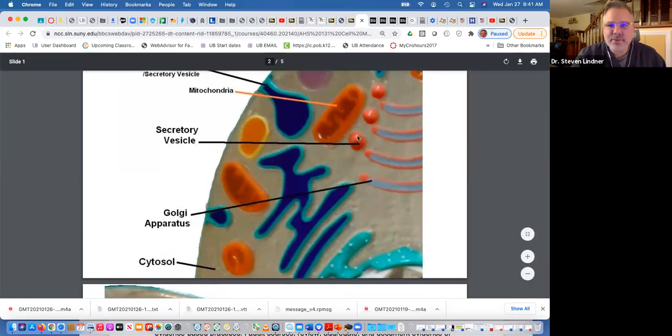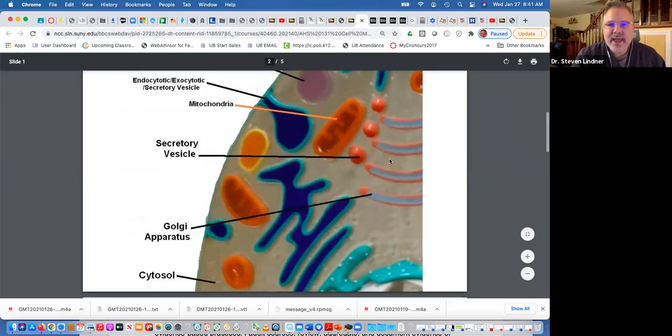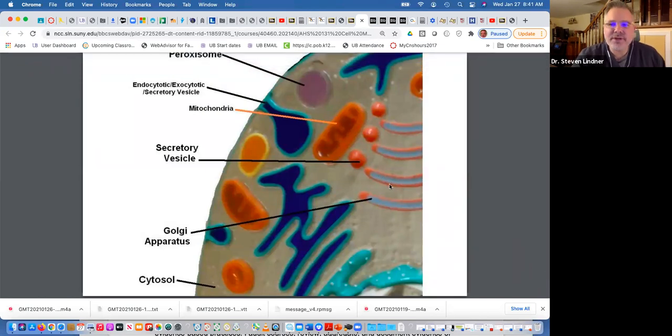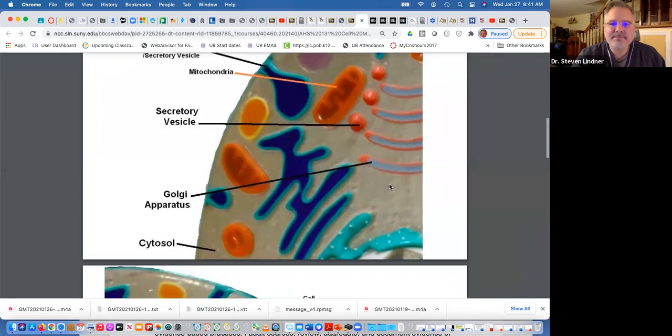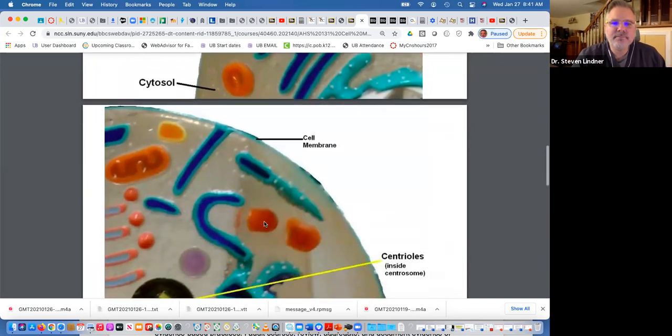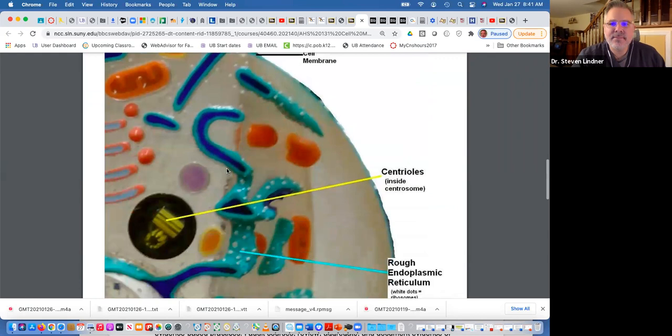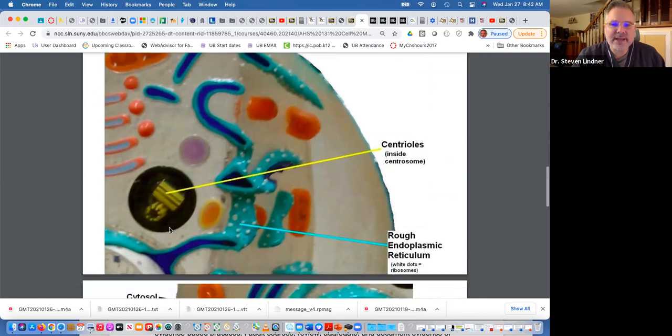This is your secretory vesicle that came from the Golgi complex. I was going to say that lysosomes also come from the Golgi complex. Here is your cytosol. Here is your cell membrane. The black circle is the centrosome with the centrioles inside.